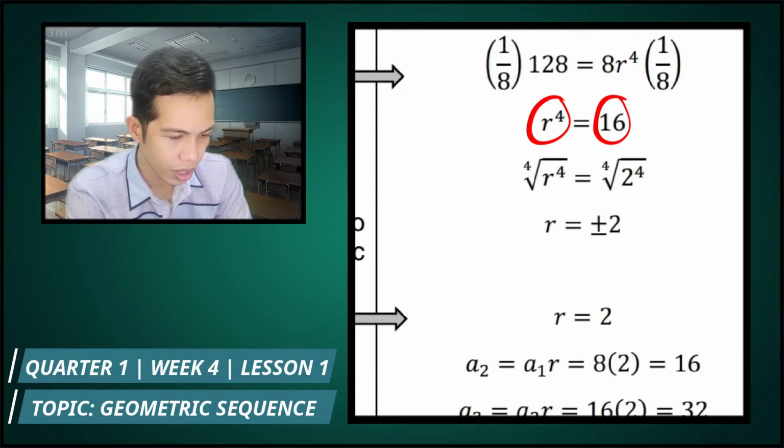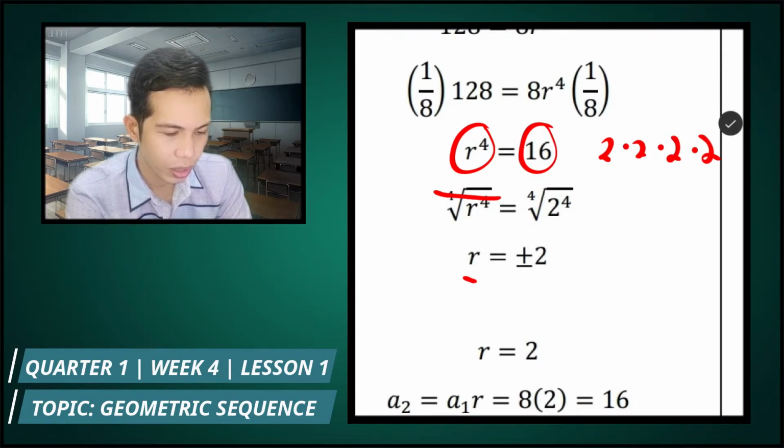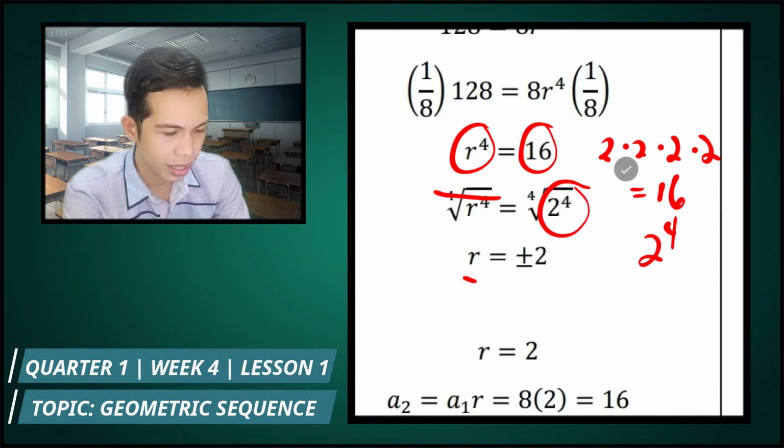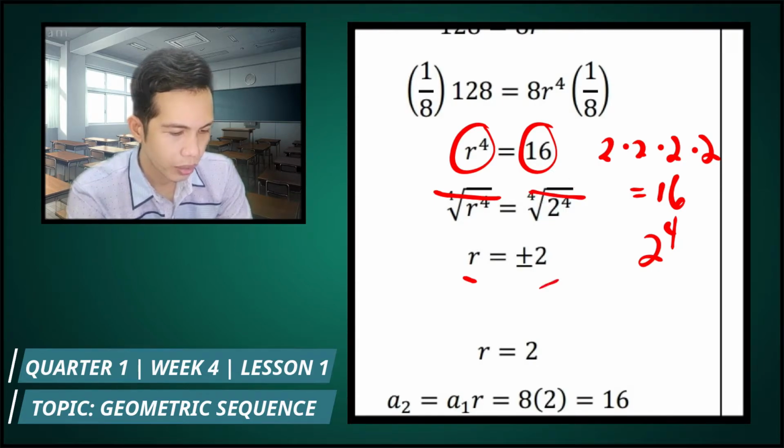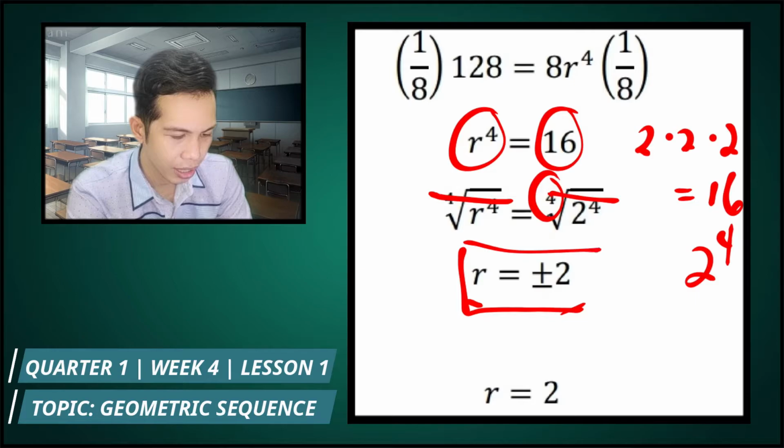So for r raised to 4, taking the fourth root, we will have r. And on the right side, 16 is equivalent to 2 raised to 4, since 2 times 2 times 2 times 2, 4 times, is equivalent to 16. So, in this case, by extracting its root, we will have 2. Now, since our nth root is even, which is 4, therefore we will have 2 roots, which are positive and negative 2.